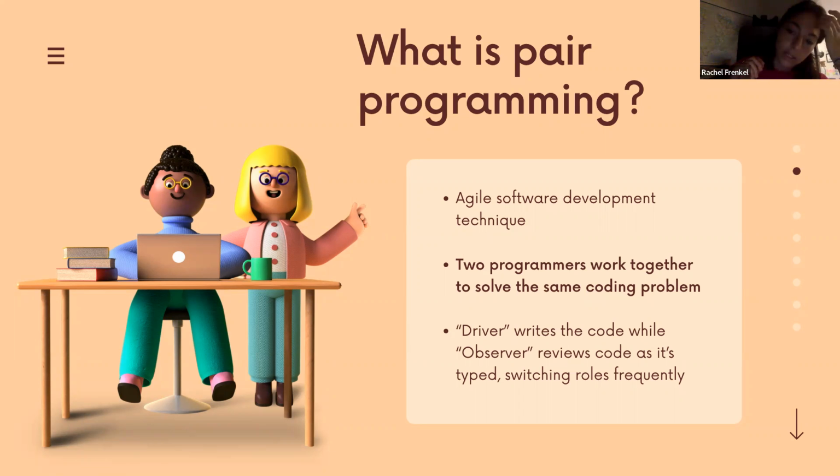As they watch the driver type, both of you are discussing at the same time how you think you should solve this. But the observer is saying, oh, hey, I think this was spelled wrong, or maybe it's better to do this thing, as you both are watching the same code. And then you can switch those roles as frequently as you'd like, where one person's writing the code, one person's reviewing, and they swap.